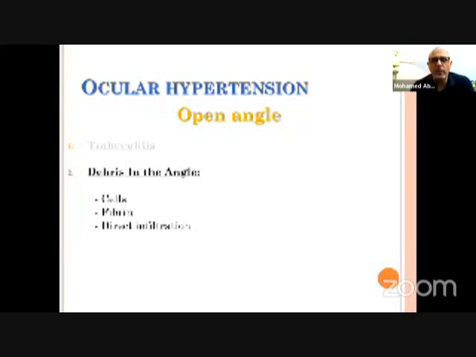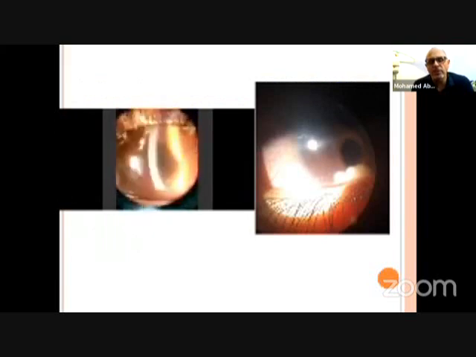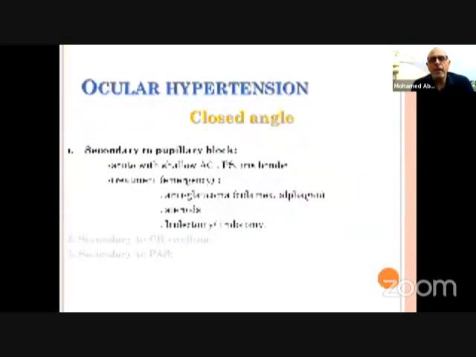The second item in open angle is debris in the angle. That can be cells, fibrin, or direct infiltration. To the left is granulomatous uveitis associated with increased intraocular pressure. On the right, there is an actual direct infiltration with a granuloma to the inferior angle.